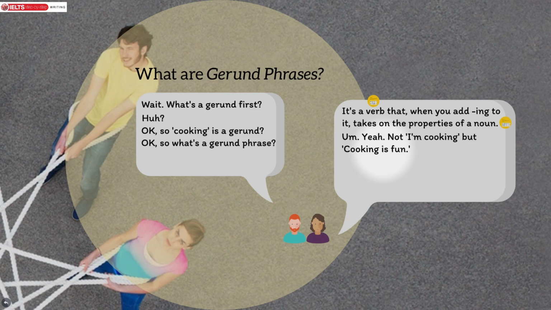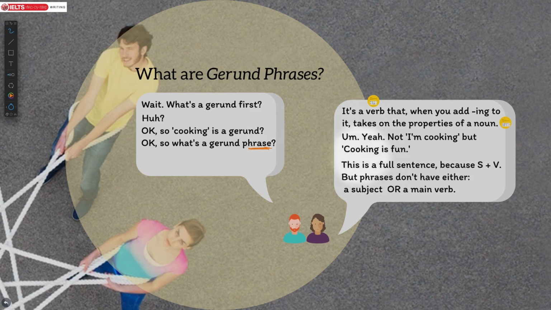So now he wants to know, what is a gerund phrase? Because he now understands what a gerund is, but what's a gerund phrase? Well, let's have a look at this. The above sentence, cooking is fun, as I said, that's the subject, cooking, and there's the verb. And fun is just explaining something, so that's a complement, but we don't have to worry about what fun does at the moment. So this is a full sentence, because full sentences in English must have a subject and a verb, minimum.